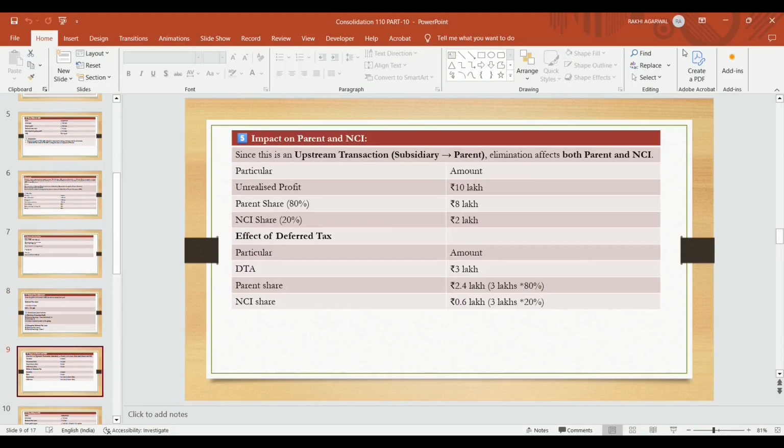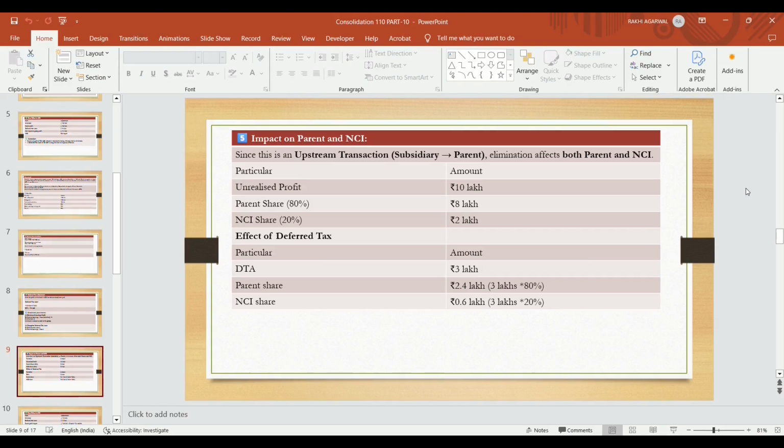Now the impact on parent and NCI. Since this is an upstream transaction, that is, the subsidiary sold goods to the parent, elimination affects both parent and NCI. In this case, who will recognize the profit? The subsidiary. So the subsidiary's profits, parent and NCI both are liable. So in this case, particulars: unrealized profit becomes 10 lakhs. Parent share is 80%, so 80% of 10 lakhs becomes 8 lakhs. NCI share is 20%, that is 20% of 10 lakhs, it becomes 2 lakhs.